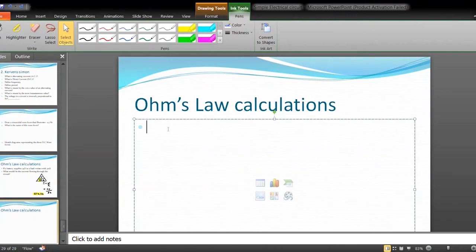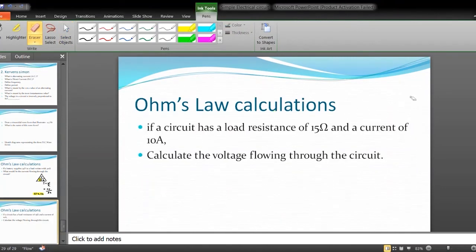Alright, let us put another question together. If a circuit has a load resistance of 15 ohms and a current of 10 amperes, calculate the voltage flowing through the circuit. So this question is asking us to calculate the amount of voltage.